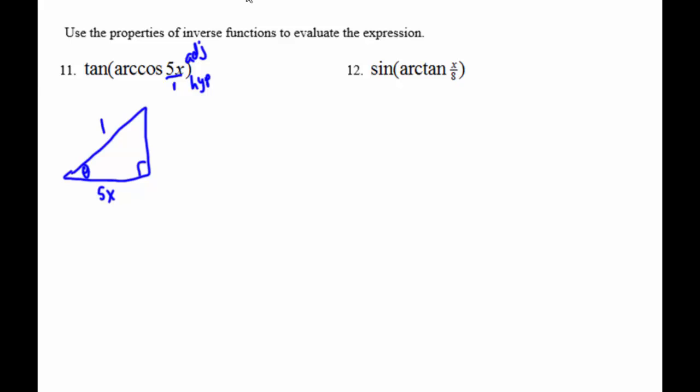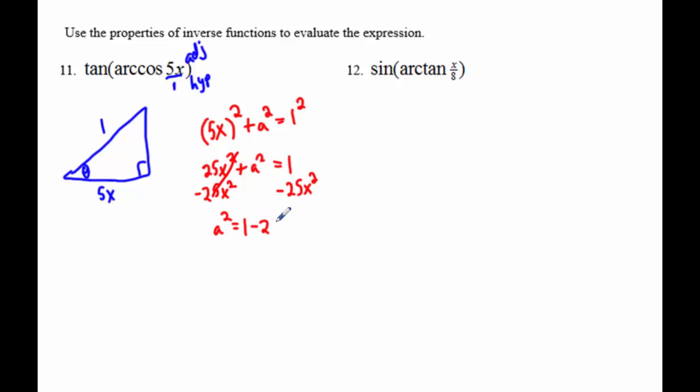We need to find the third side of this, so I'm going to use the Pythagorean theorem. I need to say (5x) squared plus my missing side squared equals my hypotenuse squared. Notice I put 5x in parentheses, because if I square 5x, I have to square that whole thing and get 25x squared. Then it's important to remember we're not solving for x, we're solving for a. So I need to subtract 25x squared, and then square root both sides.